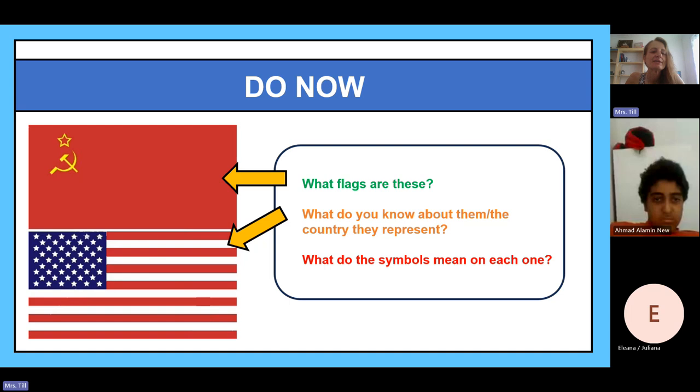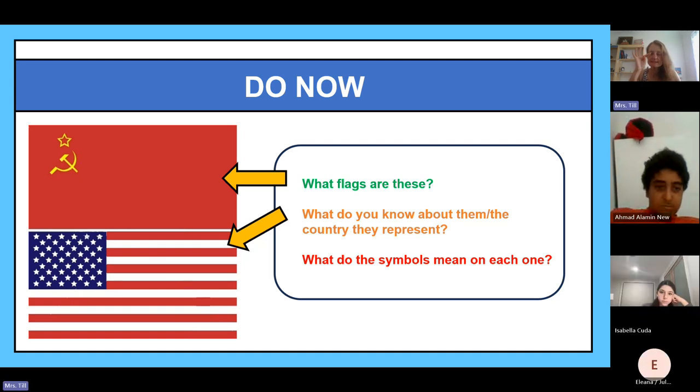But to start with, what flags are they? Eleanor, do you know, lovely? Ahmed, do you know what flags they are? They are the USSR and US. Yeah, good. And do you know what the symbols are or anything that are on them? The stars on the US flag represent the number of states. And I'm not exactly sure what the sickle and star is.